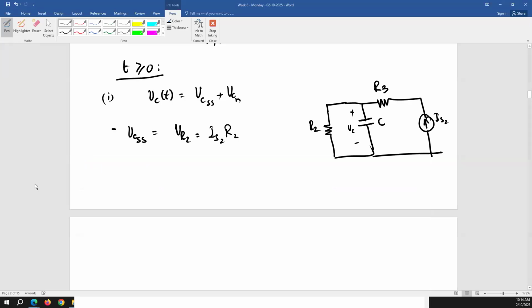All right, 44 volt. All right, next thing, let's write down here. Time constant. Who is going to tell me what will be the time constant in this case?